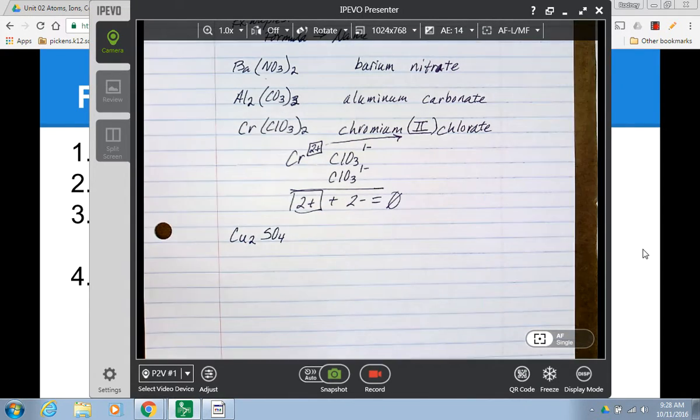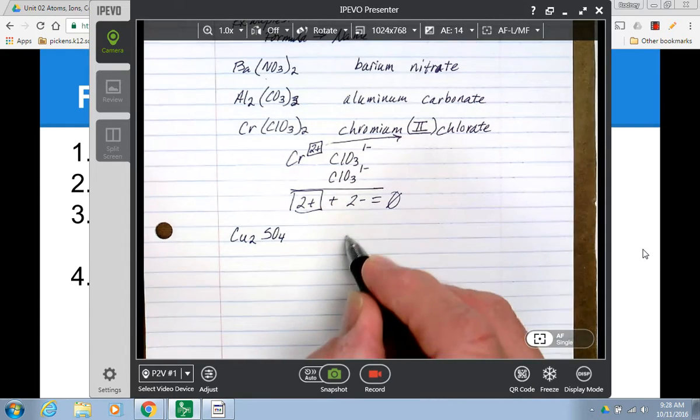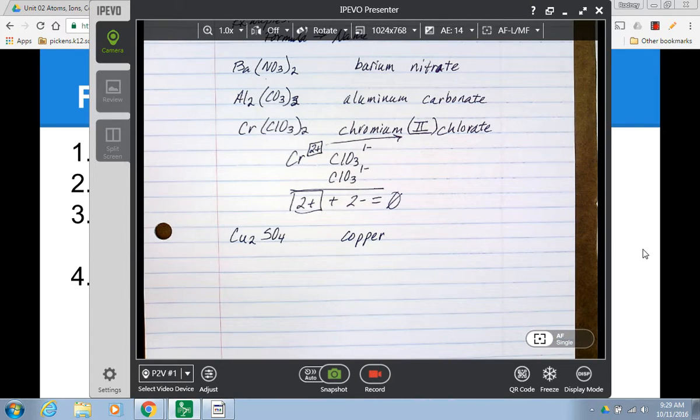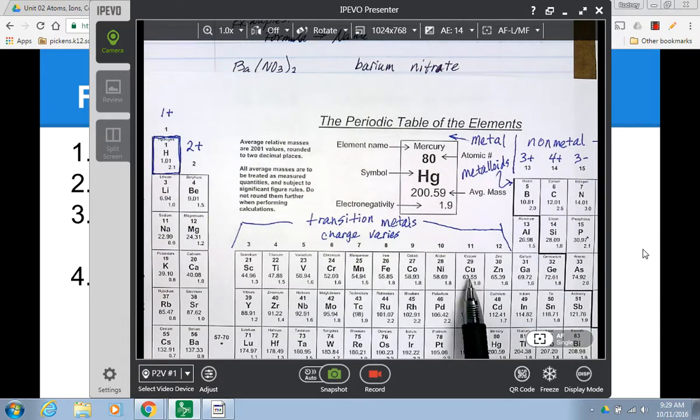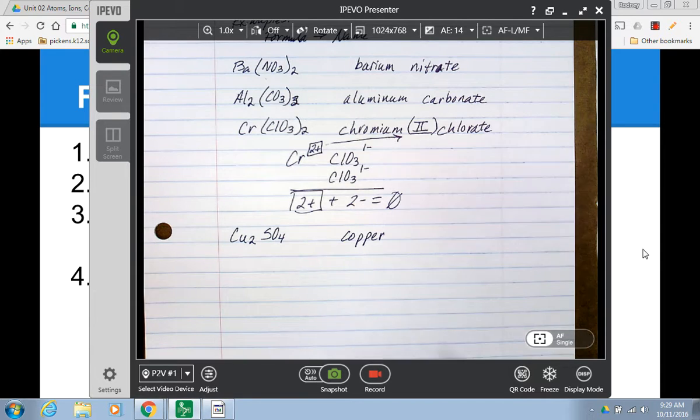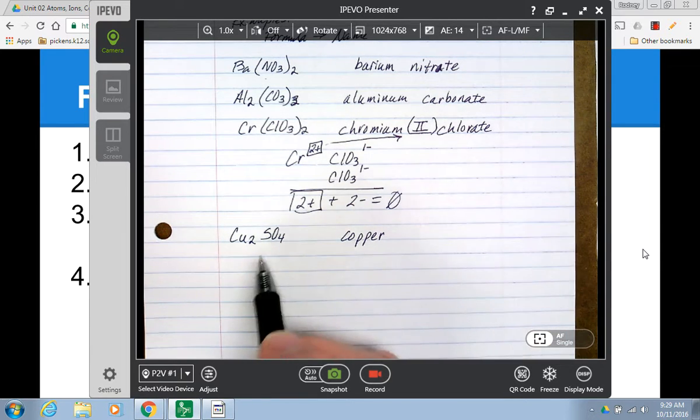Cu2SO4. Okay. And Cu is what element? Well, it's copper. Again, if you're not sure, look it up on your periodic table. Is copper a transition element? Well, find it, locate it. It's right here. So yes, it is in the middle, group 11. So leave a little space right here.